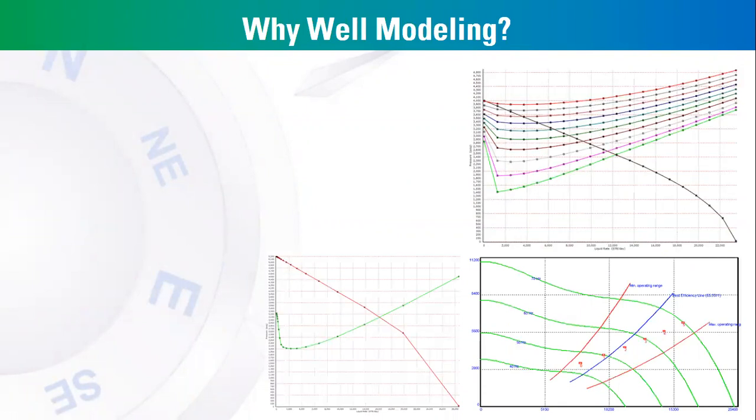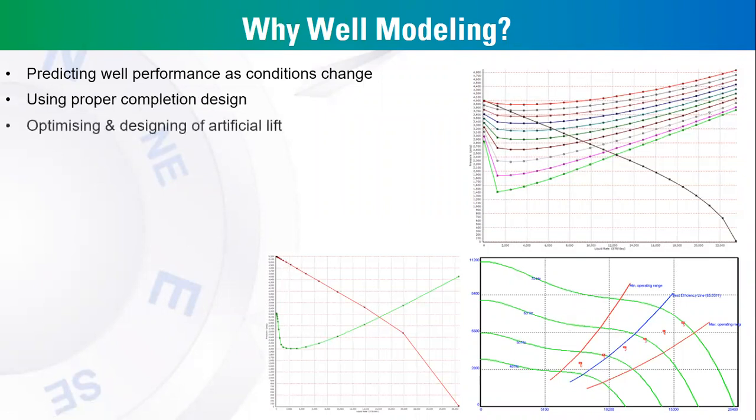So well modeling is very important to predict the well performance at different conditions. As you can see, at the same IPR model, we can generate different VLP or outflow models at different conditions, and you can accordingly use them and design the optimum completion string.